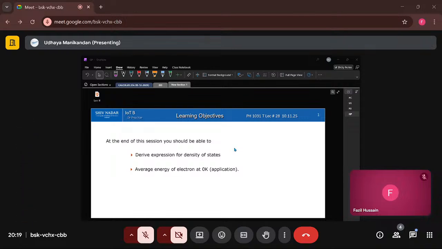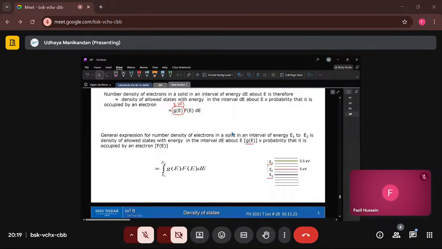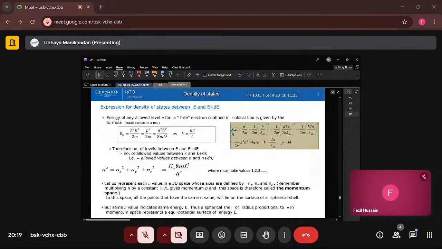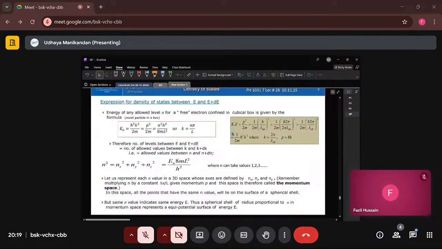Right. So let's move forward with density of states, and the average energy of electron at 0 Kelvin, in which we use density of states application. So we just derive this formula. We are just going to use this formula in deriving the expression for density of states.